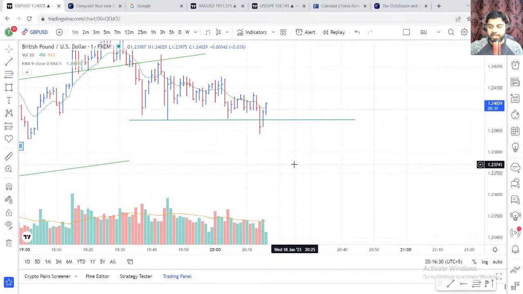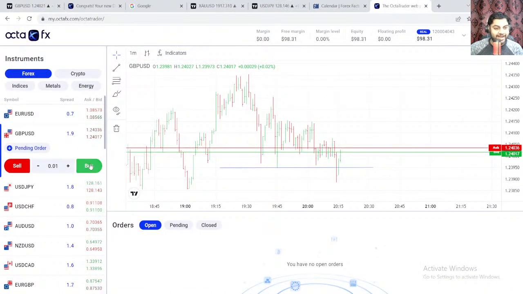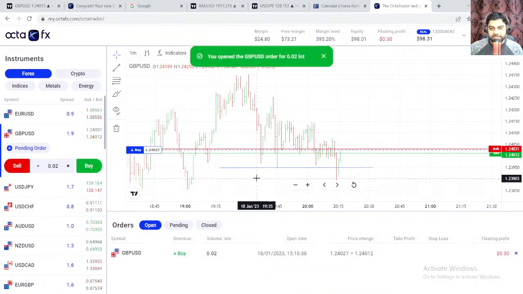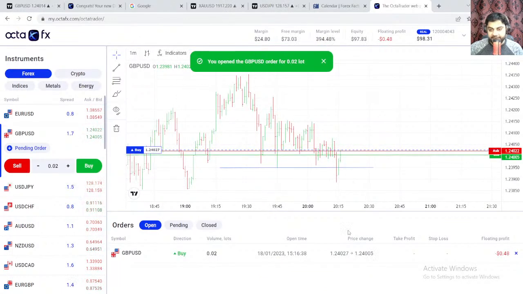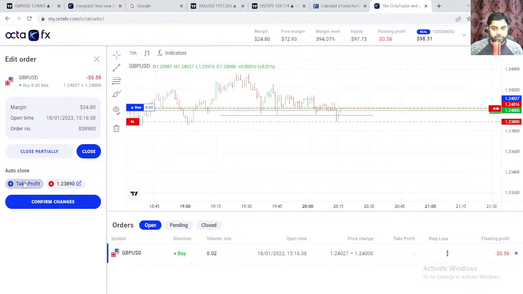Okay, guys. So I think I can see that there is a spring. This is a spring, isn't it? So I will buy here, and let's buy 0.02 rather. Okay. So I already made this trade, and I will go to stop loss and TP. I will put both stop loss as well as take profit.